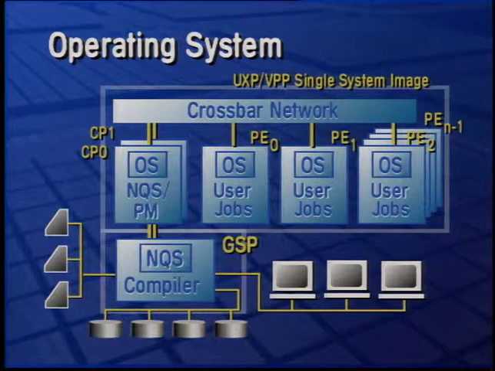The control processor also runs the NQS and software called Partition Manager. The control processor takes the job from the global system processor, does a resource allocation depending on the available resources and also the job priority, and initiates the job execution. Each processing element also runs a kernel of Unix System 5 Release 4.